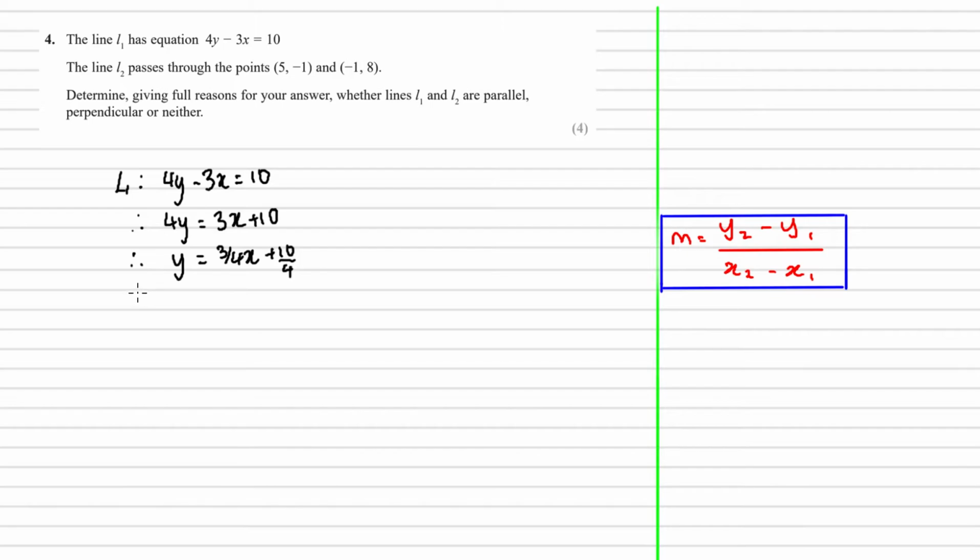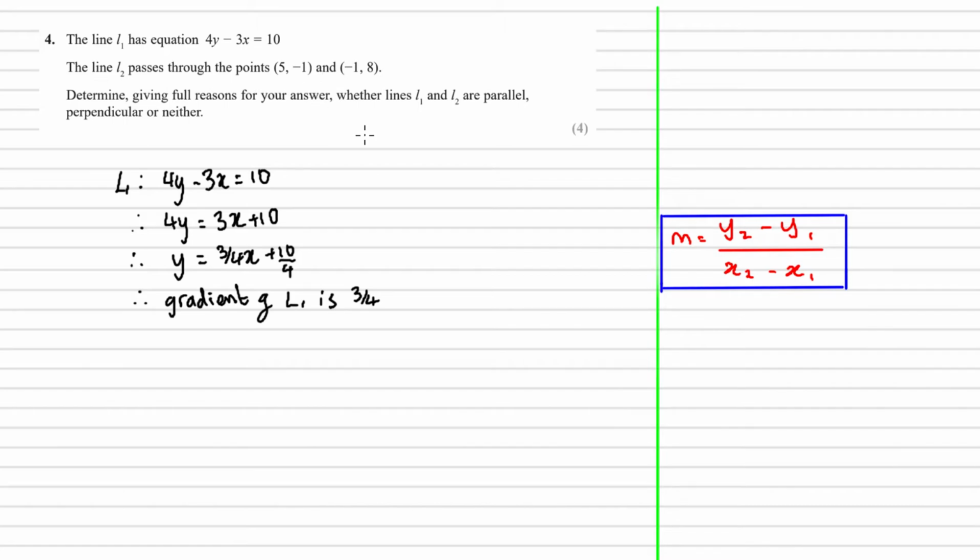I can now therefore say that the gradient of line L1 is simply 3 over 4. Okay, so I can read it off as the coefficient of the x term when the equation is in this form here. Now moving on to line L2.